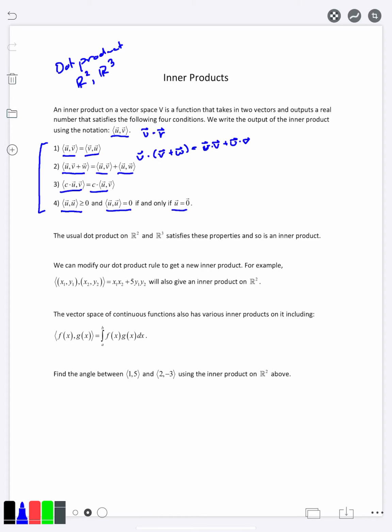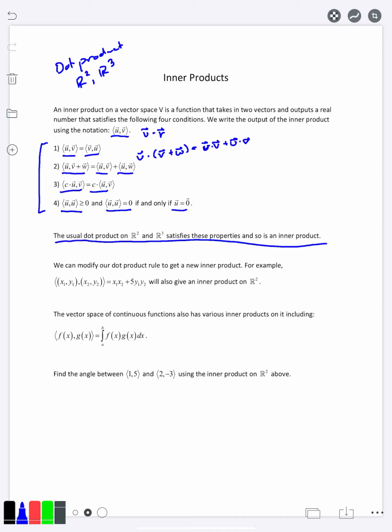And the first little fact here that I gave you is that the normal dot product that we have does satisfy all 4 of these properties. Therefore, it is an inner product. It's an example of it. However, there are many, many, many more examples of inner products that we haven't seen yet.